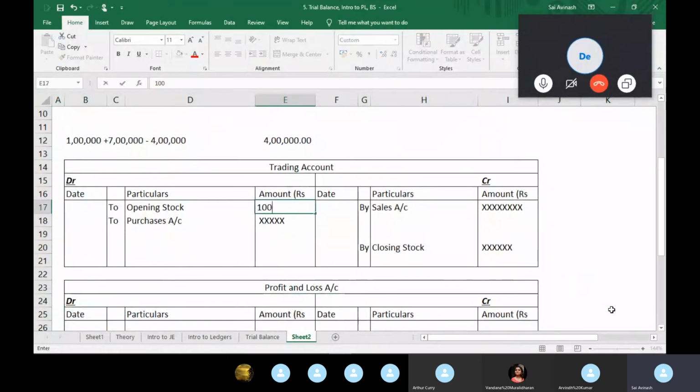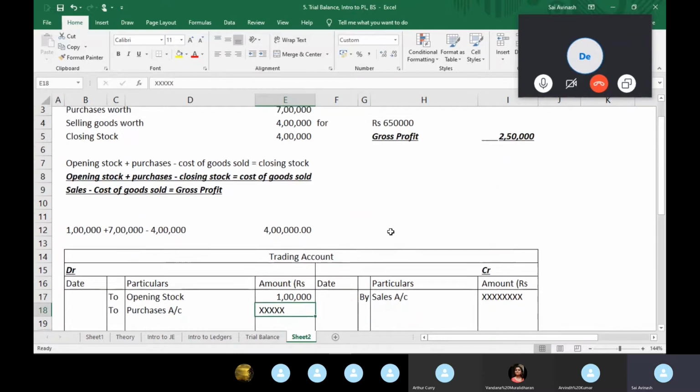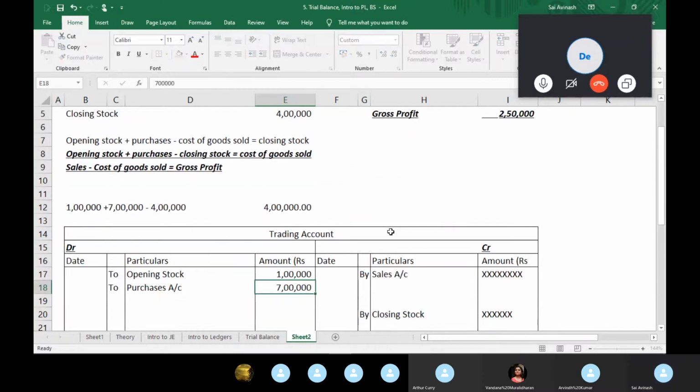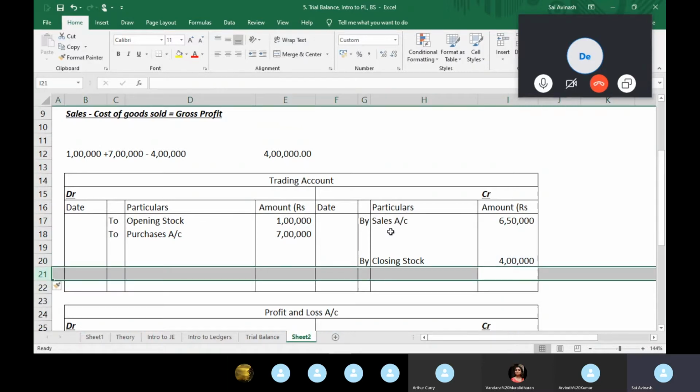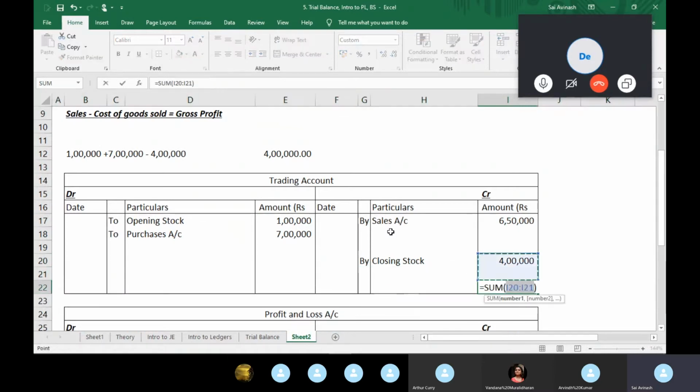So I have an opening balance of 1 lakh. Purchases was 7 lakh in this example. The sales was 6 lakh 50 and the closing stock was 4 lakh. So like we did before, let's try to close this account, as in balance this account. So what do I get?